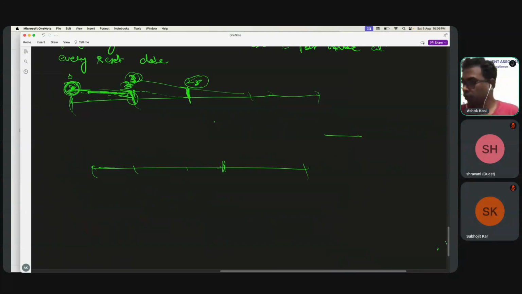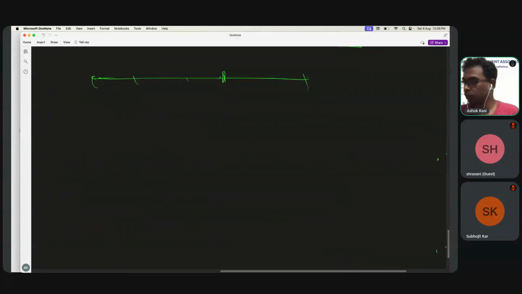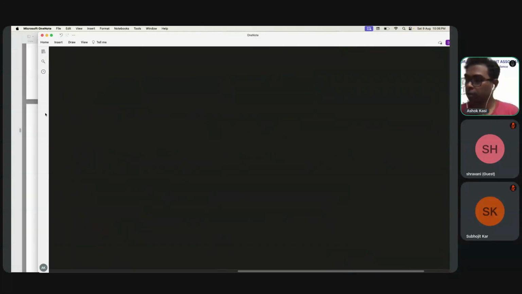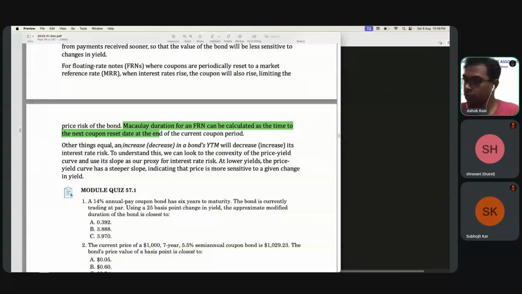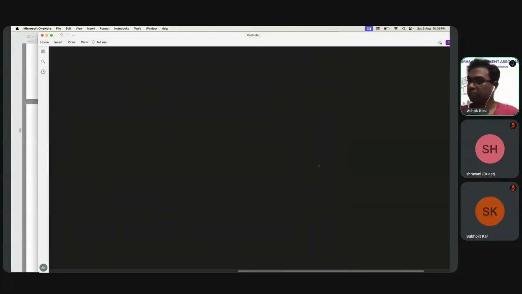So when will the YTM go up? First of all, when the bond price is coming down. That means when the bond price is coming down, then only YTM will go up, right? Or you can think like this also. An increase in your bond's YTM means the interest rate is going up.